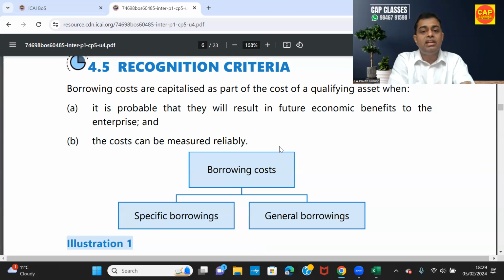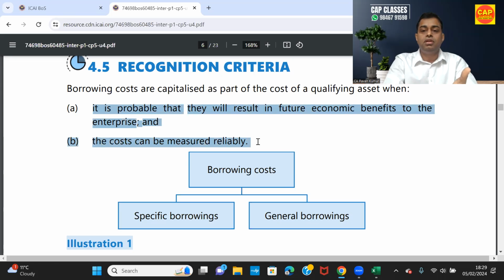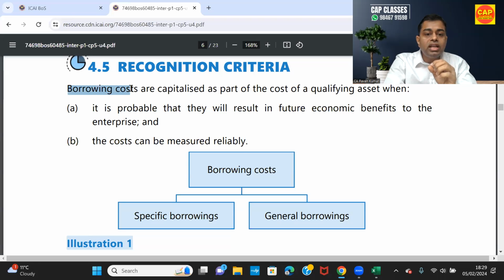In AS 2, you have seen. In AS 10, you have seen. In AS 26, you have seen. If you read AS 13, you will see this. So it is probable that future economic benefits will come and the cost can be measured reliably. That means this is the quality of an asset. So here borrowing cost is to be capitalized, no? Means it is forming part of the asset. So it has to meet that recognition criteria.